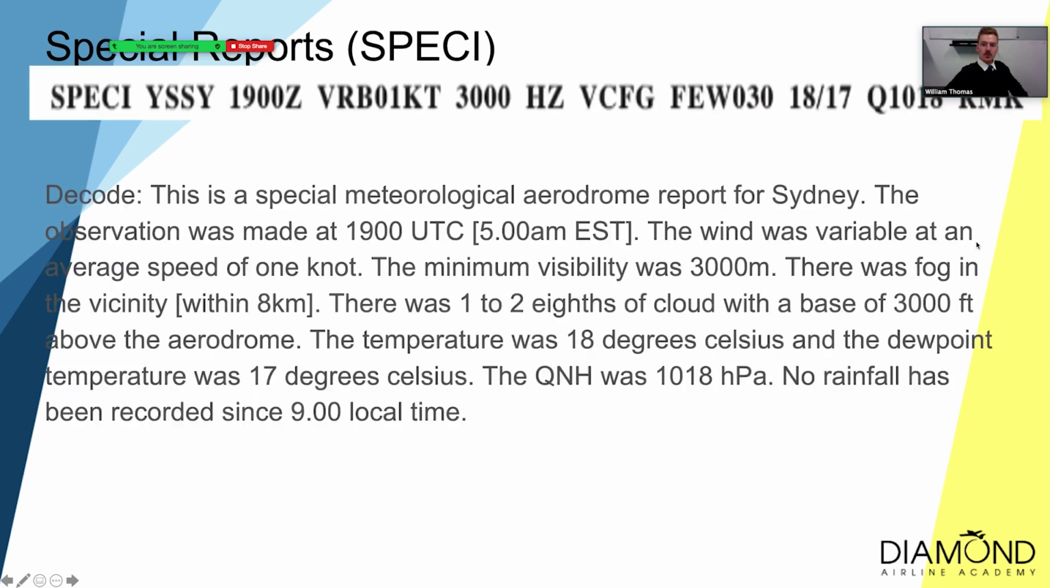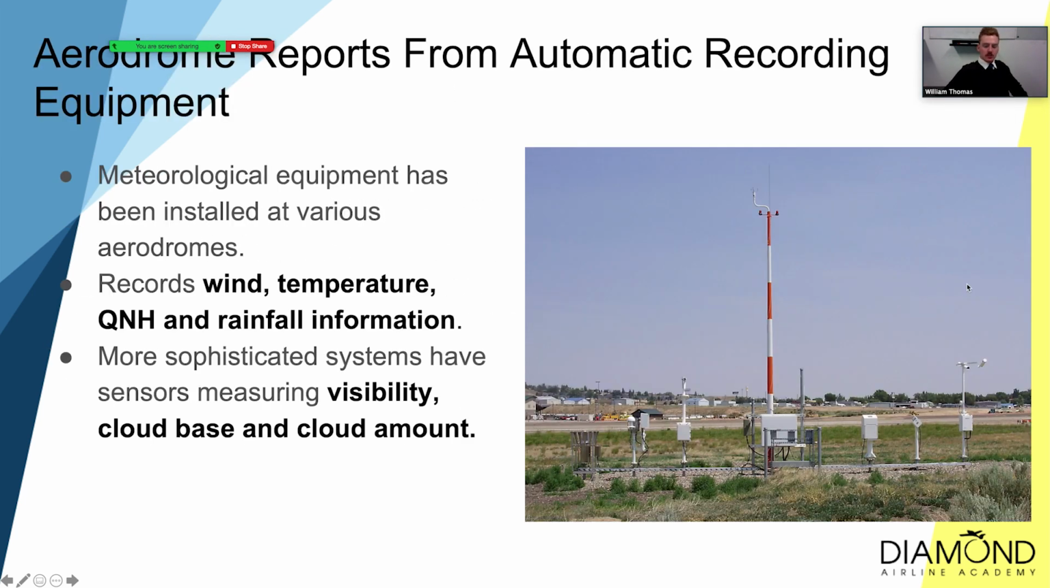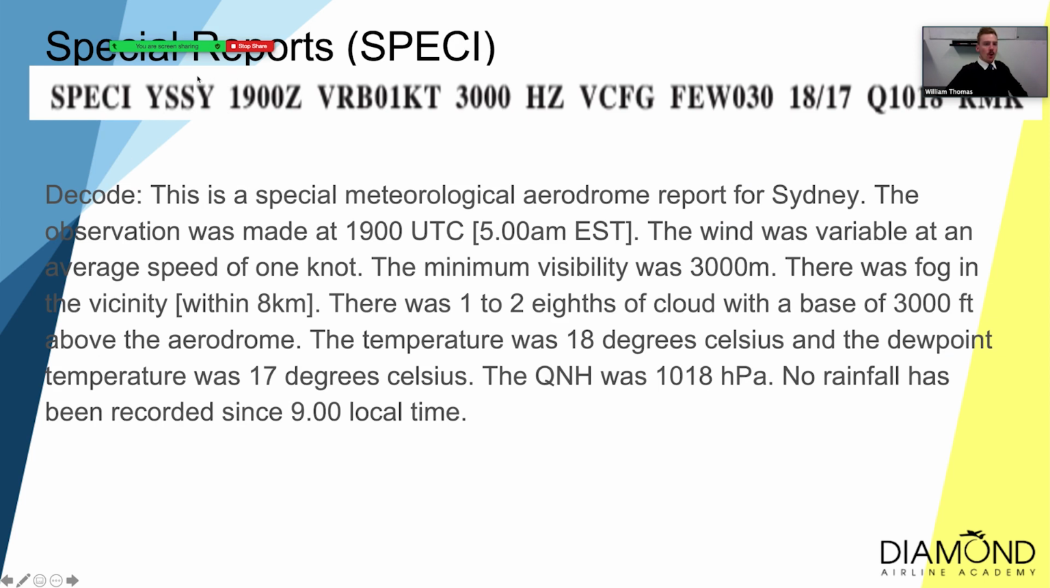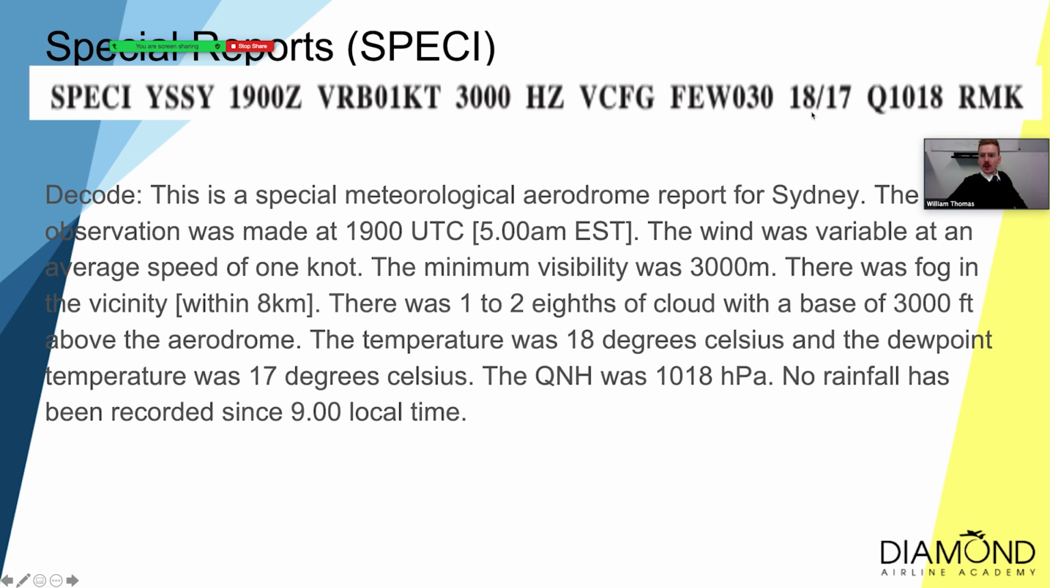Cool, sorry, that was a mince of words. All right, here's a SPECI. SPECI for Sydney issued at 1900 Zulu. Wind variable, 1 knot. Visibility, 3,000 meters. Haze, what is that? Fog in the vicinity. Few cloud at 3,000. Temperature, 18 degrees Celsius. Dew point temperature, 17 degrees Celsius. QNH 1018 hectopascals. No remarks.